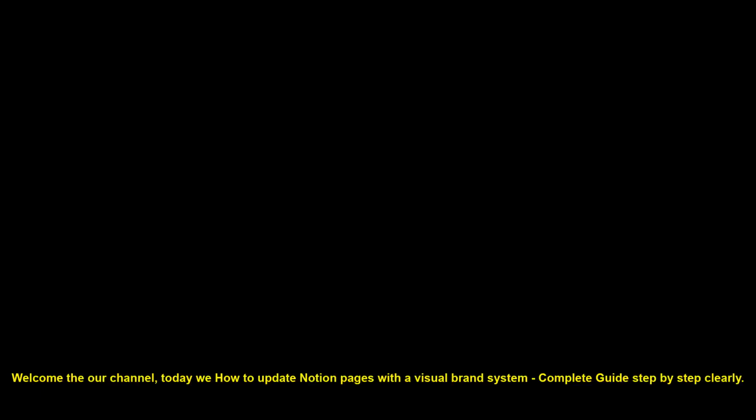Welcome to our channel. Today we'll learn how to update Notion pages with a visual brand system, a complete guide step by step, clearly. To begin updating your Notion pages with a visual brand system, first, gather all your branding elements. This includes your logo, color palette, typography, and any relevant images or icons.